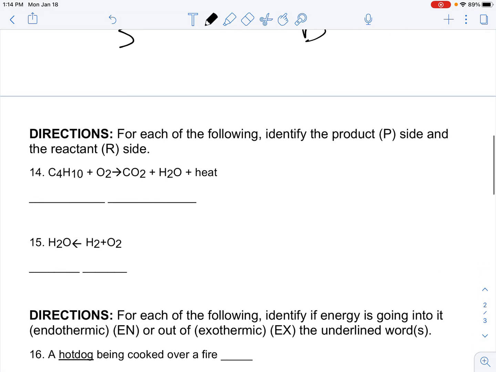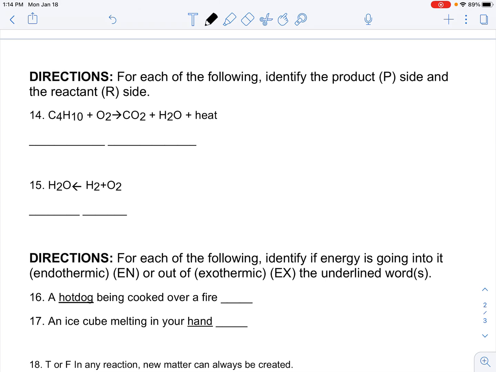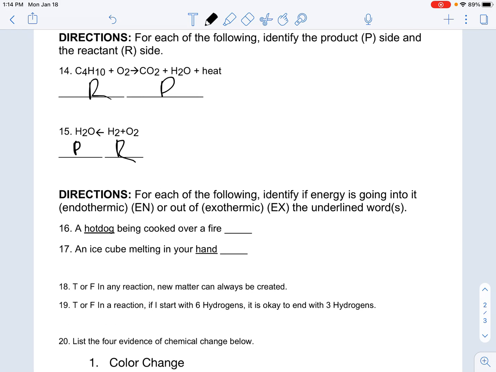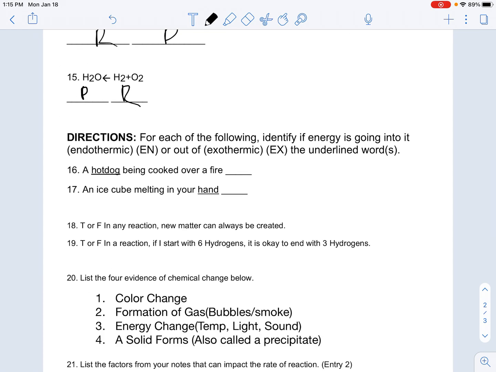Okay. Identify the reactant product side. Remember, arrow always points to products, so that's reactants and products. In this case, notice the arrow is pointing left, so that would be my product side, just a little understanding what the reaction is saying.